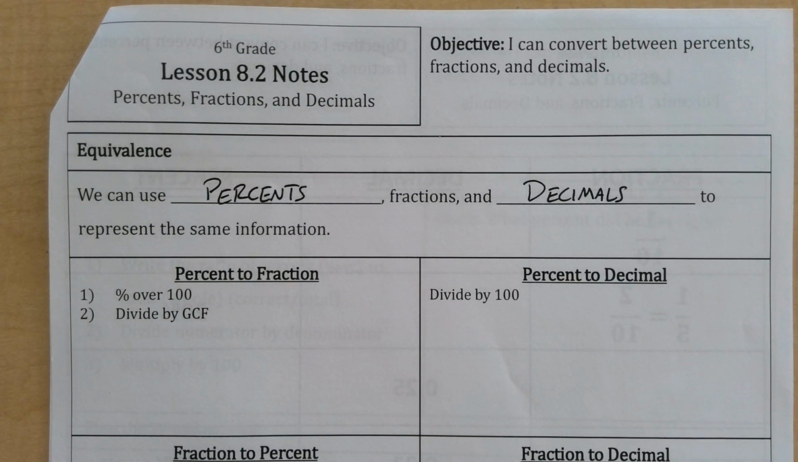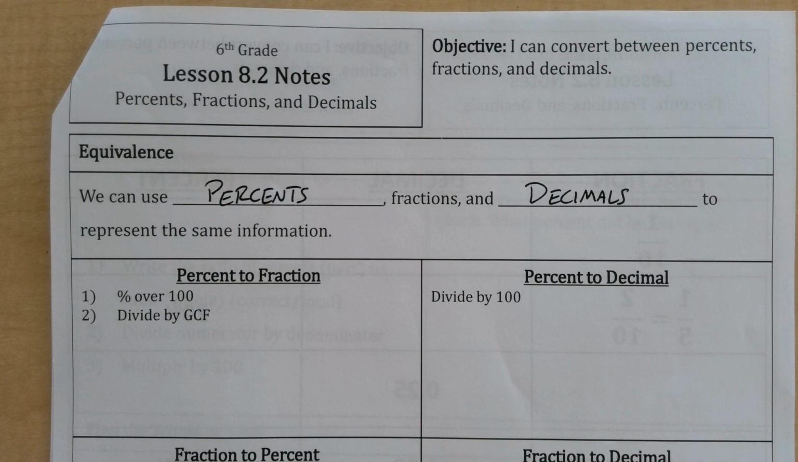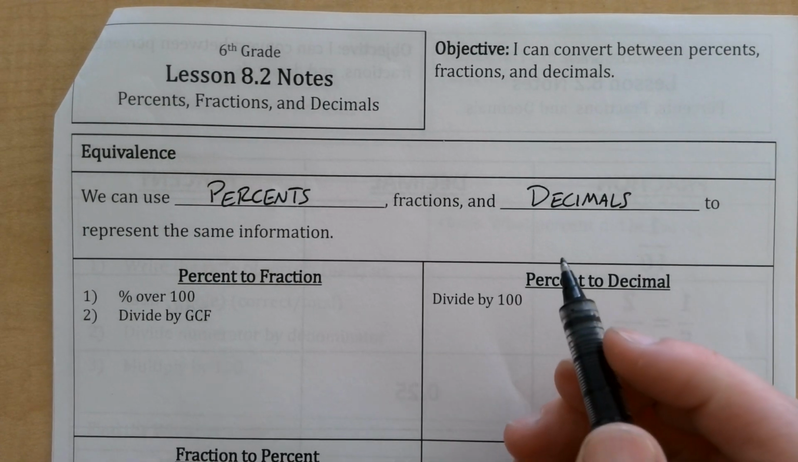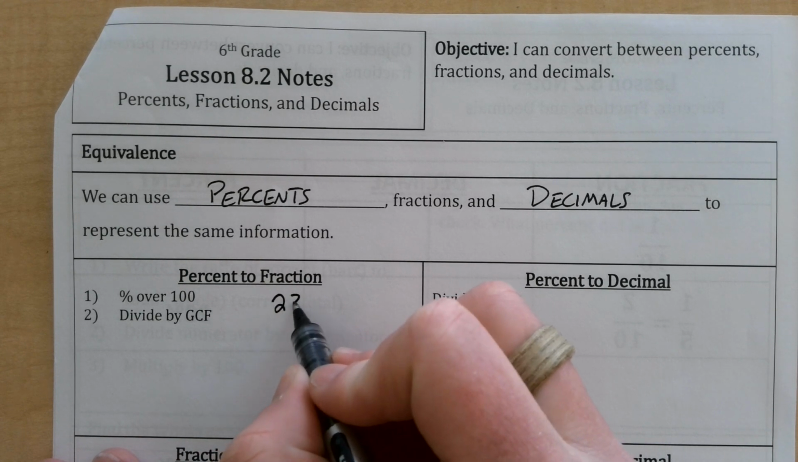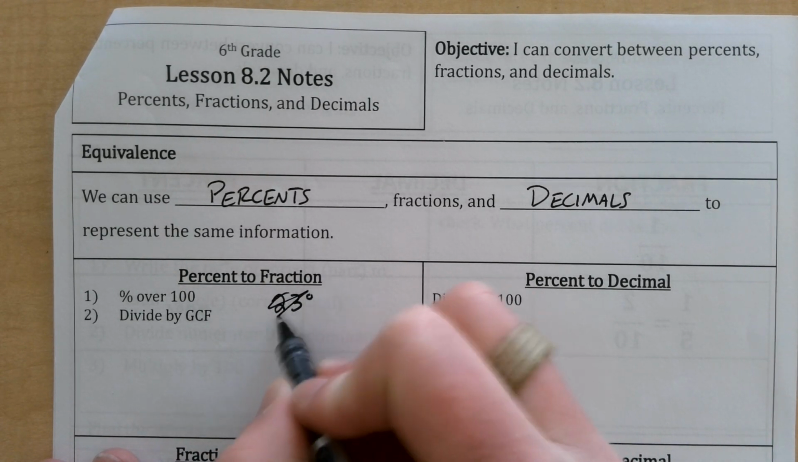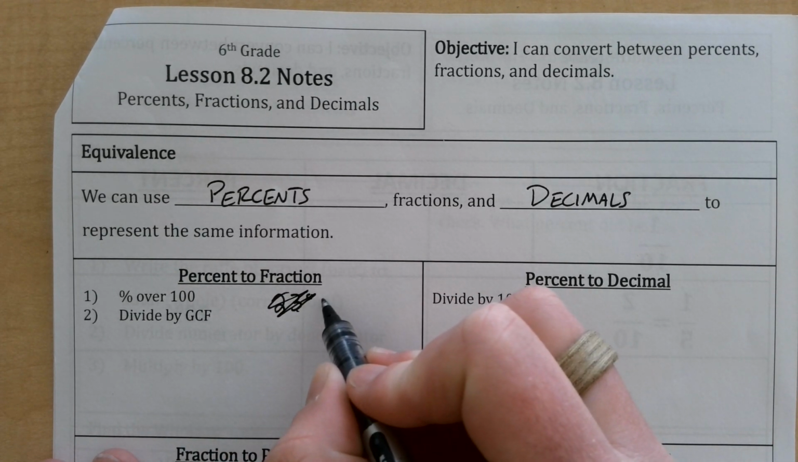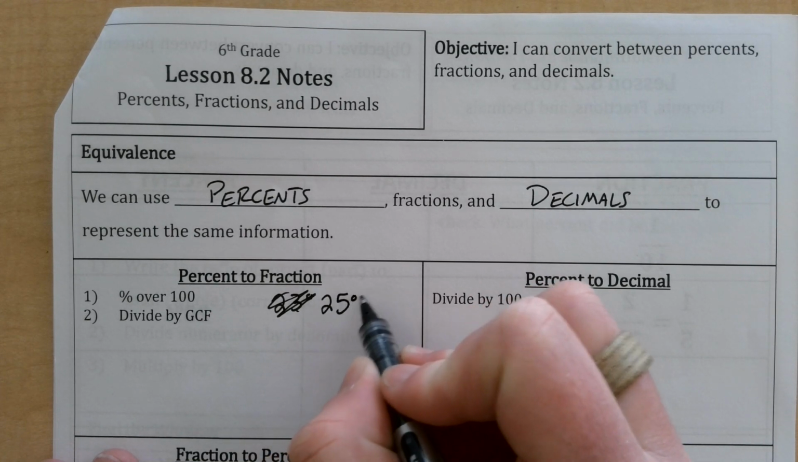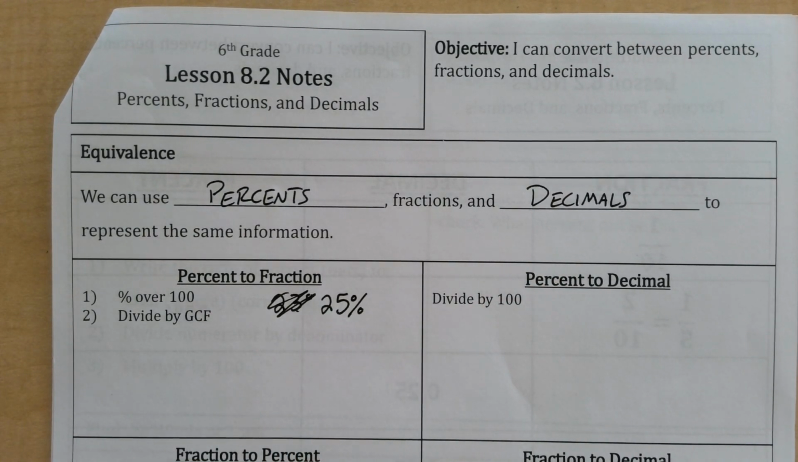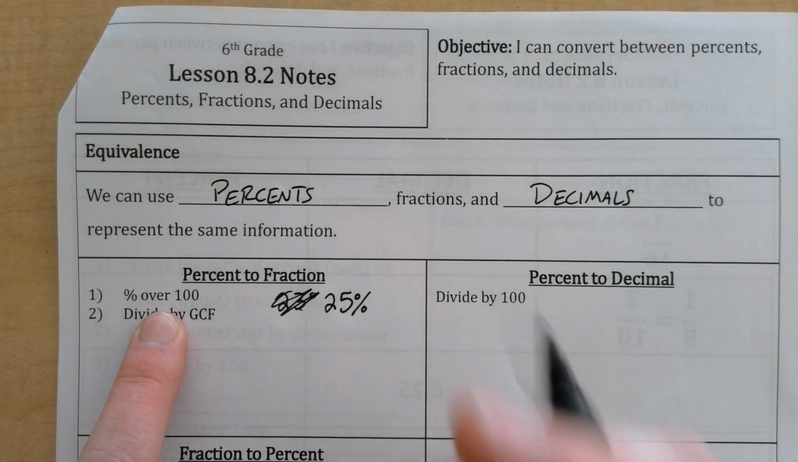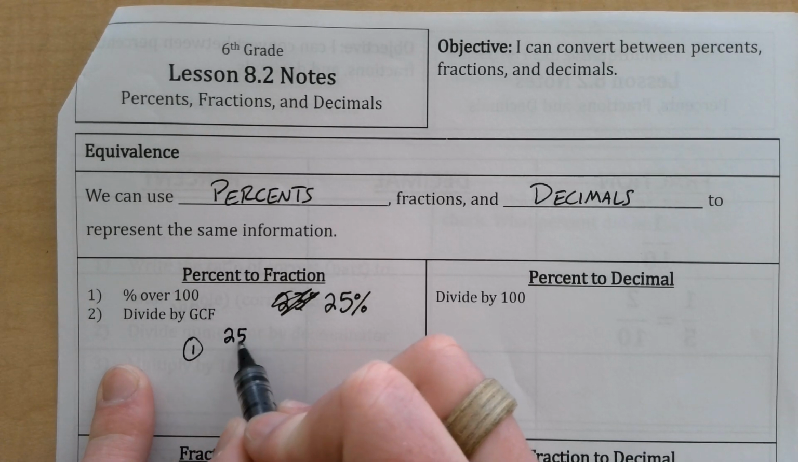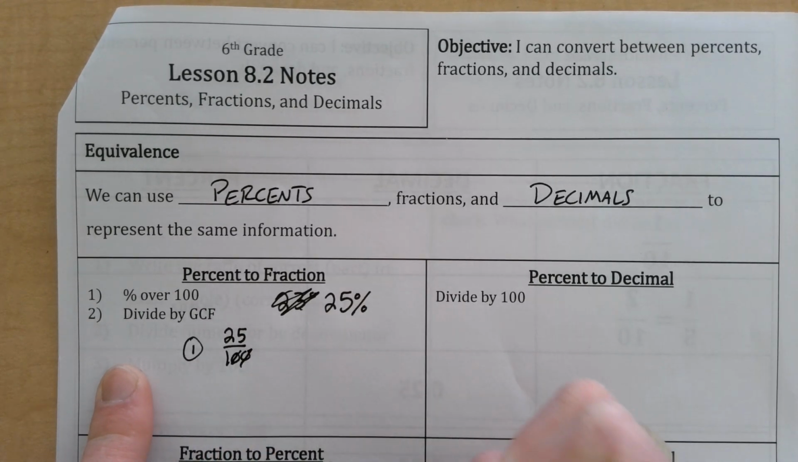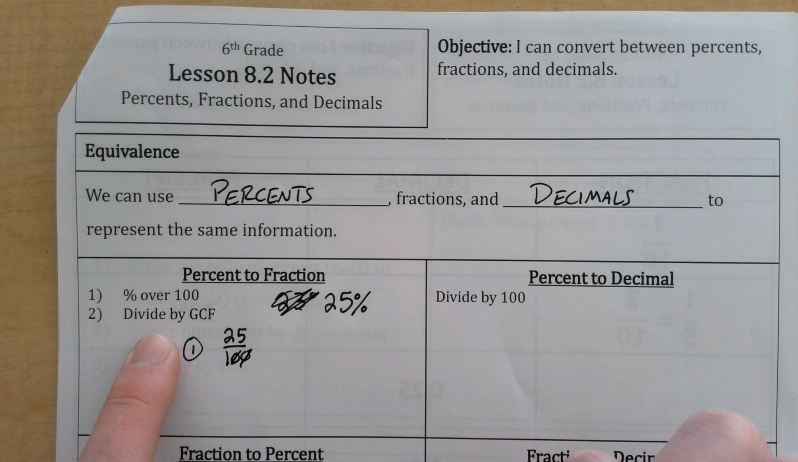Here's how. If I have a percent, let's do 25%. I want to turn that into a fraction. Here are the steps. I'm going to take the percent and put it over 100. So step 1, I'm going to say 25 over 100. Step 2, I'm going to divide by the greatest common factor.